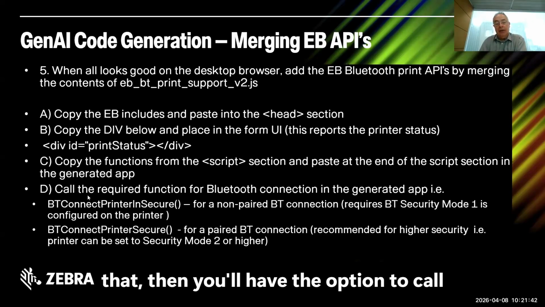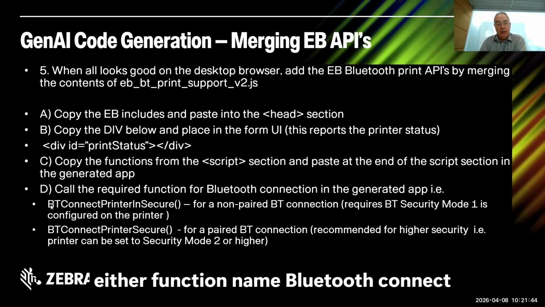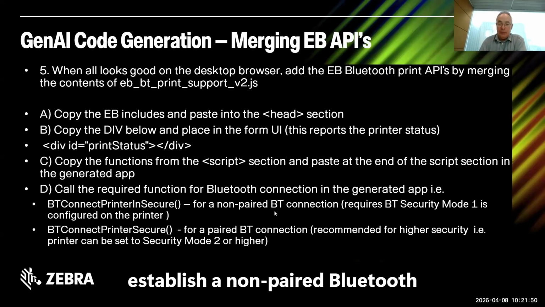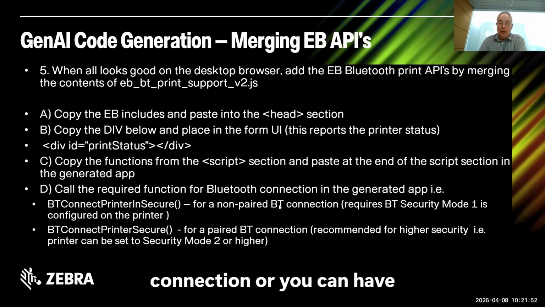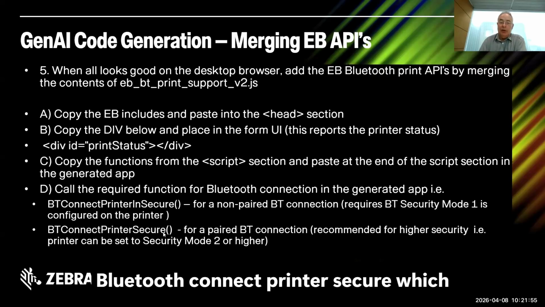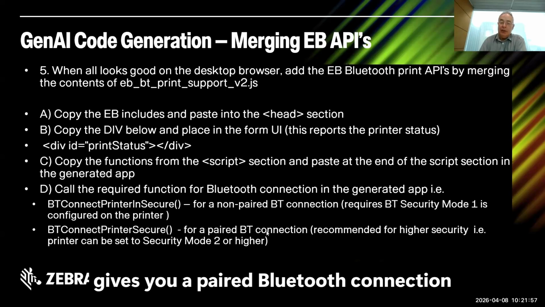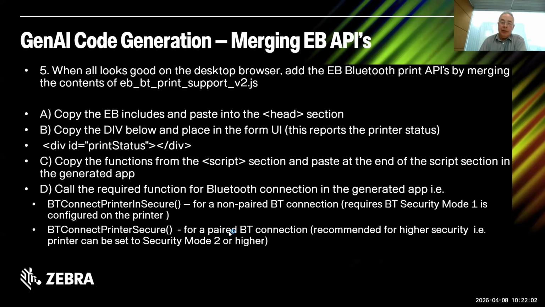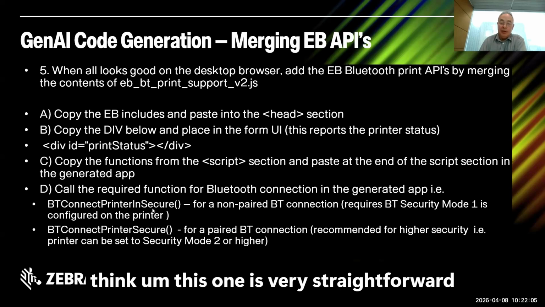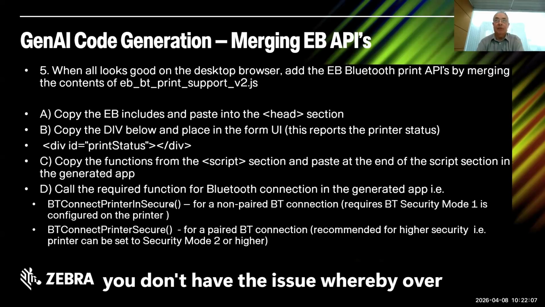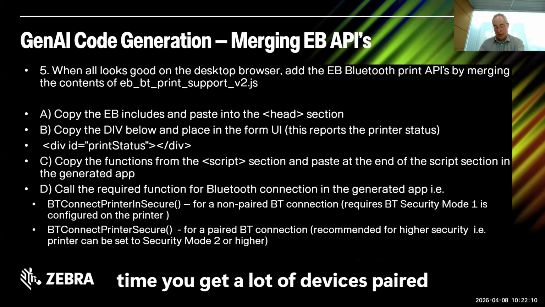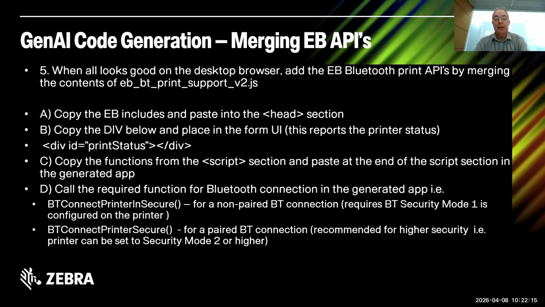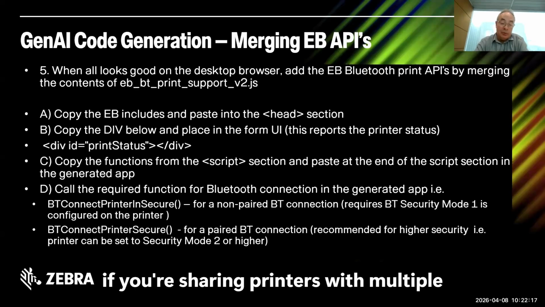Once you've done that, you'll have the option to call either the function Bluetooth Connect Printer Insecure, if you want to establish a non-paired Bluetooth connection, or Bluetooth Connect Printer Secure, which gives you a paired Bluetooth connection. So you can choose which one to use. I think the insecure one is very straightforward. It doesn't need to have any pairing, so you don't have the issue whereby over time you get a lot of devices paired and you need to clear the pairing list, if you're sharing printers between multiple devices.